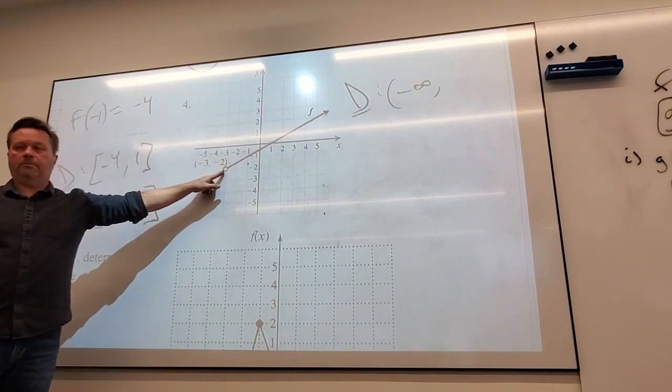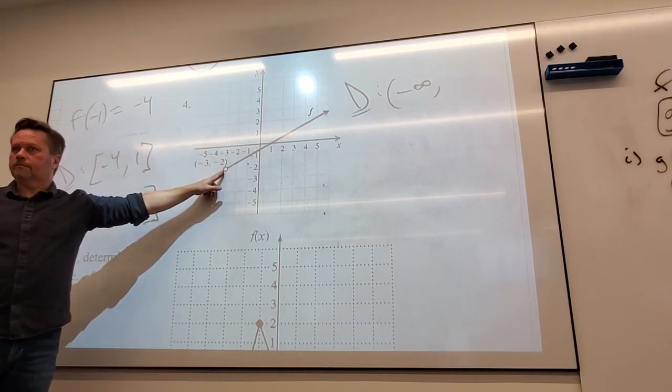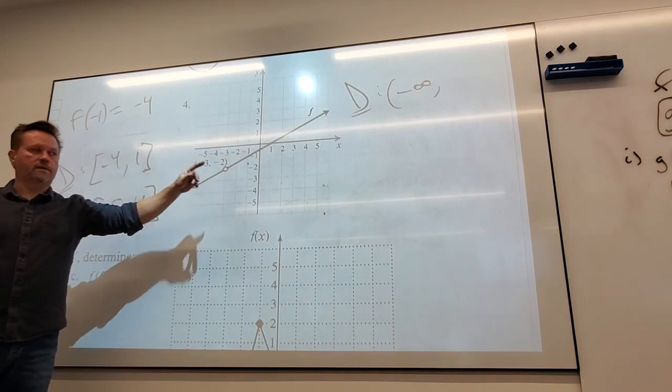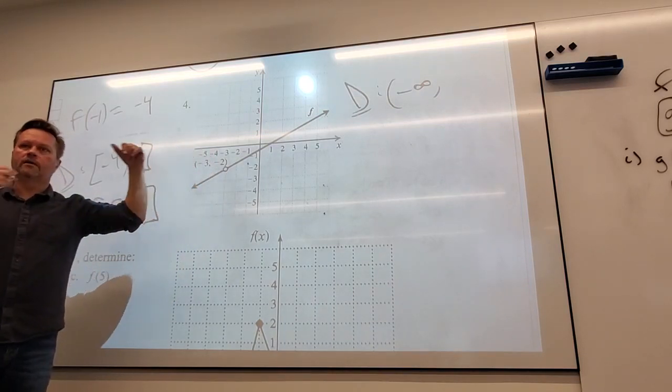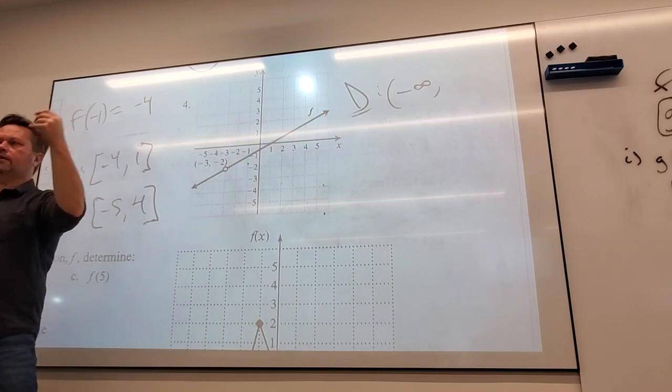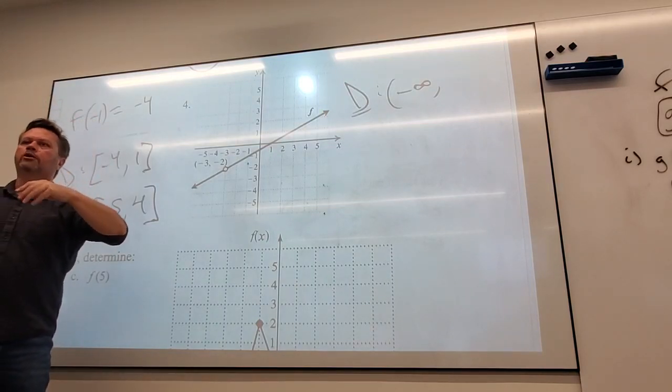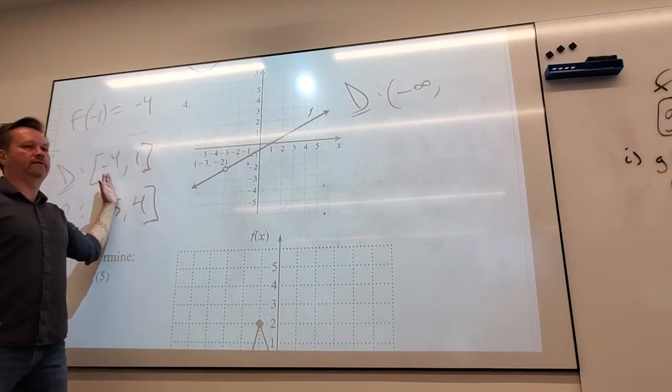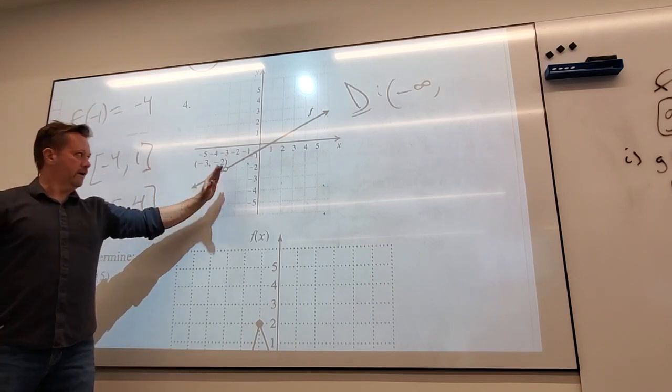Negative 3 does not have an output. Do you see that? Is everybody with me? It's not shaded, so it doesn't exist there. Okay. So I can't say negative infinity to infinity. That would be lying. Where do I have to stop? Negative infinity, I have to stop where? I've got to stop at negative 3.